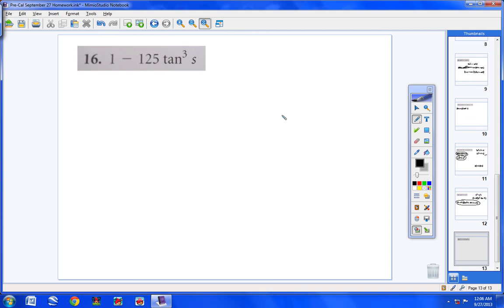All right, number 16. Again, I want to encourage you to write it in a way that looks familiar: 1 minus 125 s cubed. I think I might go ahead and use an x just to make it a little easier. x cubed. Now I do know the cube root of 1, I do know the cube root of 125, and I also know the cube root of x cubed. So I'm going to put a little parentheses and a big parentheses. The cube root of 1 is 1. The cube root of 125x cubed is 5x, because 5 times 5 times 5 is 125, and x times x times x is x cubed.